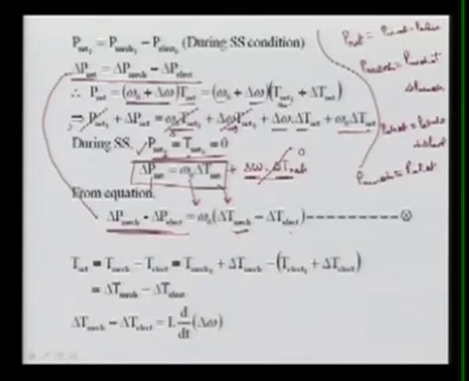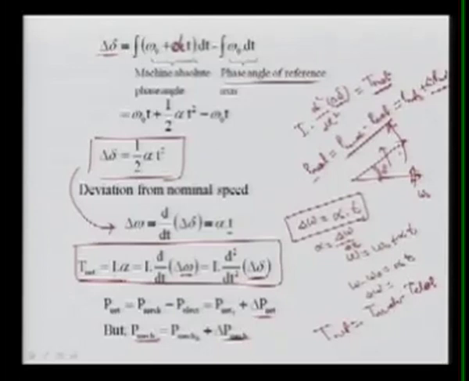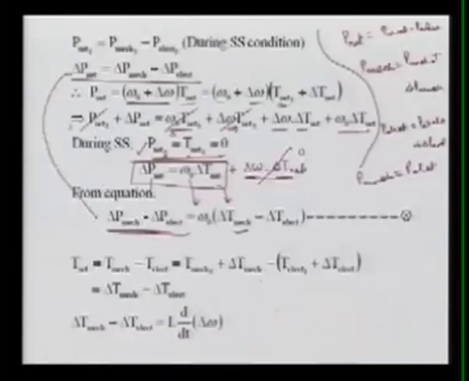Now we are going to relate these terms with our previous one. Our intention is to relate in the T net form. So to see that, what will T net be? T net is the T mechanical minus T electrical torques. That will be T mechanical plus the change in the mechanical torque, minus the torque electrical at the base case plus the change in the T electrical.